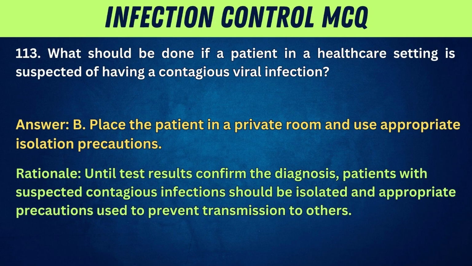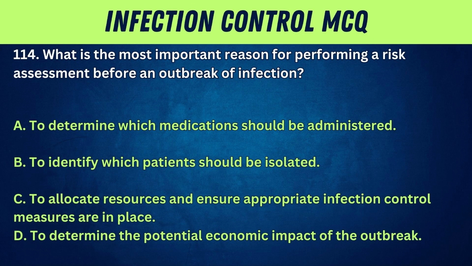Answer: B. Place the patient in a private room and use appropriate isolation precautions. Rationale: until test results confirm the diagnosis, patients with suspected contagious infections should be isolated and appropriate precautions used to prevent transmission to others.